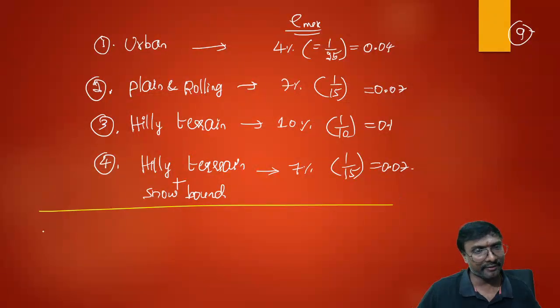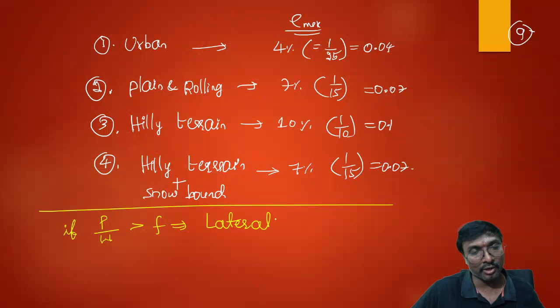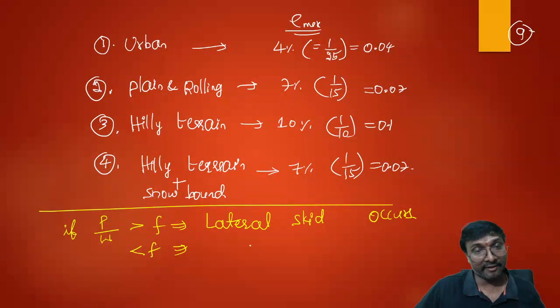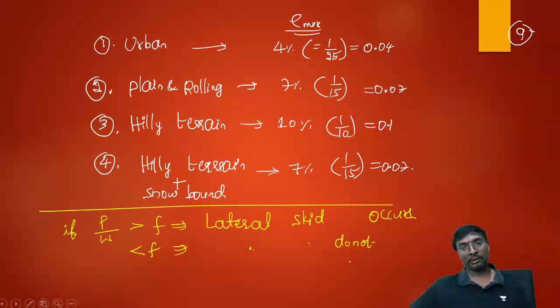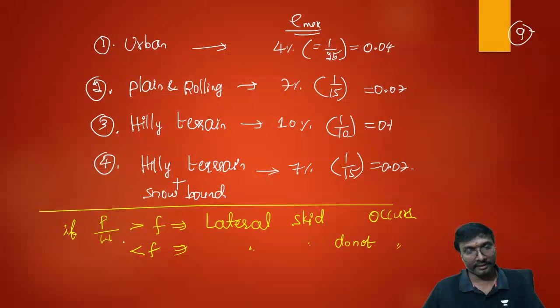So in the starting, if you just observe, suppose that P by W is greater than which one? This small f, right? What happens? Tell me. Lateral skidding occurs or lateral skidding does not occur? Lateral skidding occurs. If it is lesser than f, it means lateral skidding does not occur, right?